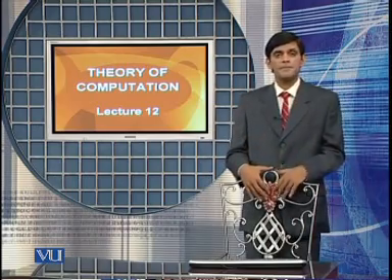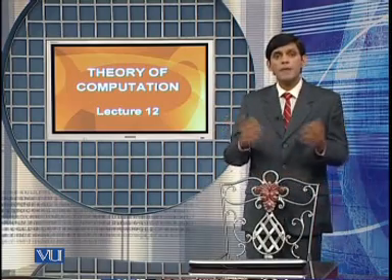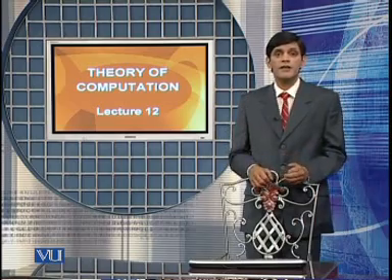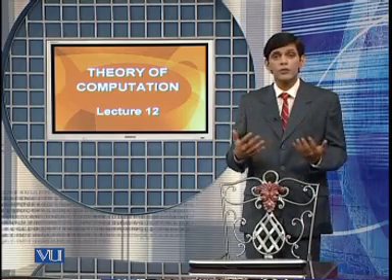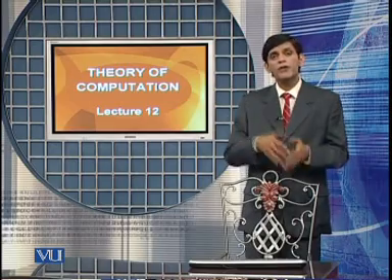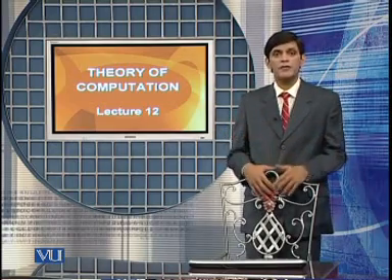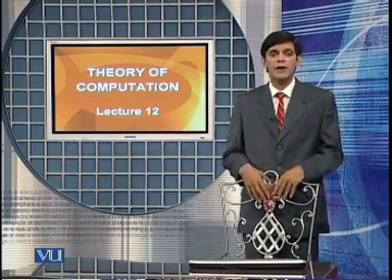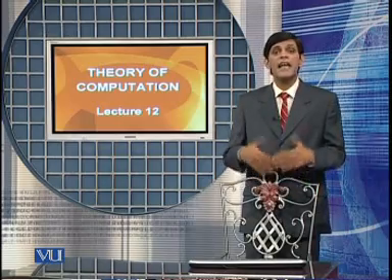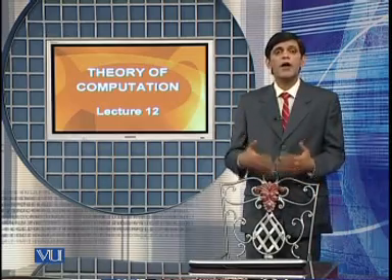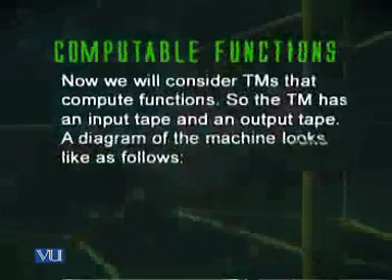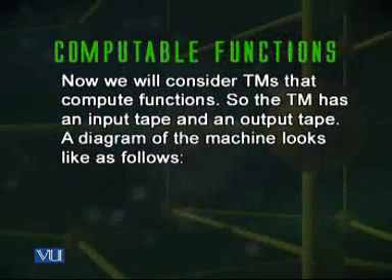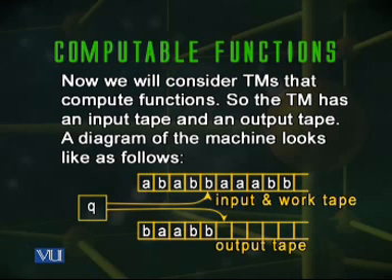Now we want to be not just able to say yes or no, but actually compute a function. For example, suppose you give two numbers to a Turing machine. You want the Turing machine to do some computation and then produce an output which is, say, the sum of these two numbers. Let us define or discuss these Turing machines briefly, and then we will discuss what computable functions are. So now we will consider Turing machines that compute functions. These Turing machines will have an input tape and an output tape. A diagram of this Turing machine will look like this.